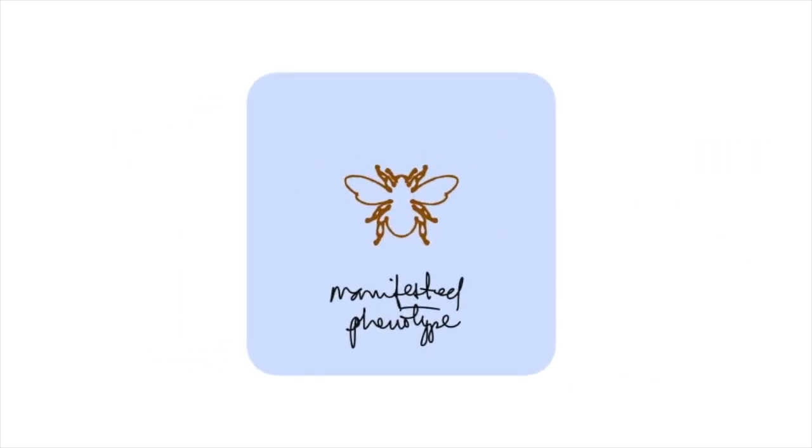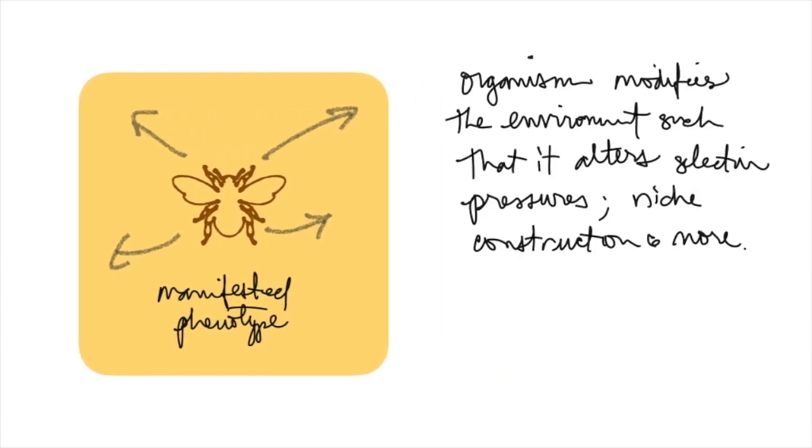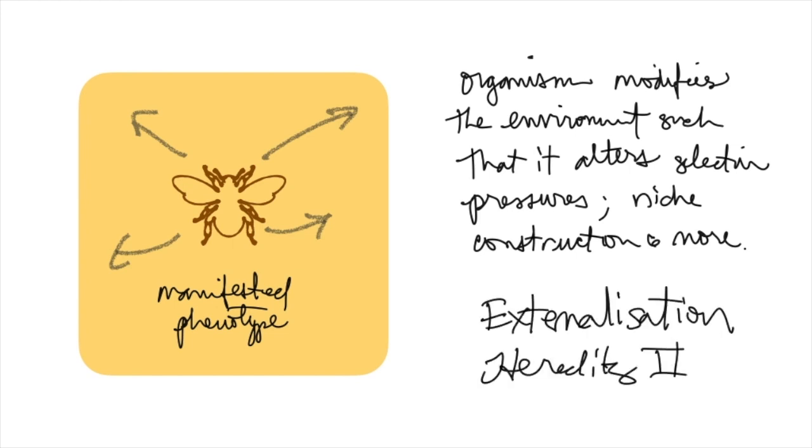But back to the manifested phenotype embedded in an environment. Not only does the environment exert influence over the phenotype, but the phenotype also exerts influence on the environment. And sometimes this influence, especially in concert with like phenotypes, can affect a permanent change to the environment. Thus, the organism modifies the environment such that it alters the selection pressures through niche construction and other processes. This meaningful environmental modification is known as externalization, and the resultant set of selection pressures are known as heredity 2.